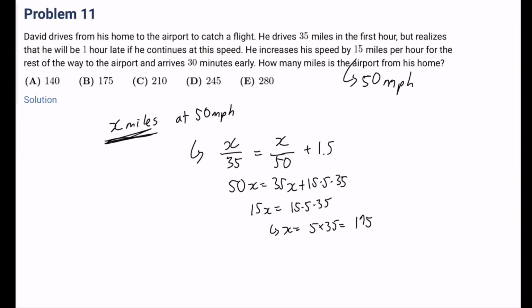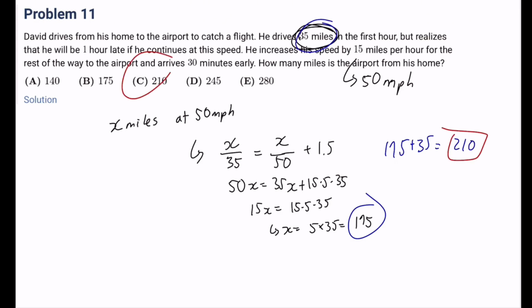But then this is just the distance that he drove at 50 miles per hour, right? So before that, he had driven 35 miles more. So what we have to do is sum those two together. So 175 plus 35 is going to be equal to 210. So 210 miles, that's the answer, it's C.